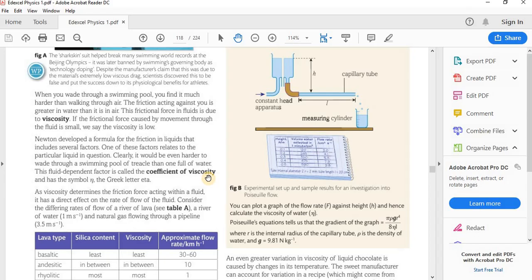For example, if you consider water and let's say ketchup. Now water flows faster than ketchup, therefore water has a lower coefficient of viscosity than ketchup. Okay, so the ketchup has a higher viscosity, it has a higher coefficient of viscosity, and also we can say if the coefficient of viscosity is high, then the viscosity will also be high, so it flows slower.